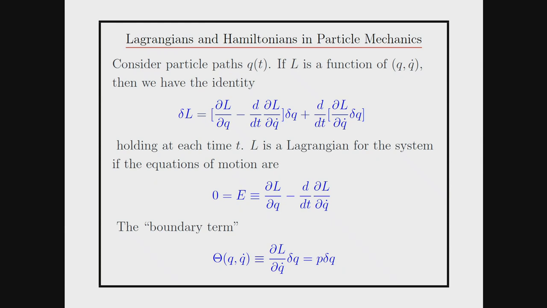So setting the coefficient of delta Q equal to zero is by definition the Euler-Lagrange equations of motion. And one would say that your theory can be defined by, or can be obtained from a Lagrangian if, in fact, the equations of motion of your theory are these Euler-Lagrange equations that you get by setting this to zero. Now, in the usual derivation of the Euler-Lagrange equations, you also have this boundary term. You usually fix boundary conditions to make this term go away.